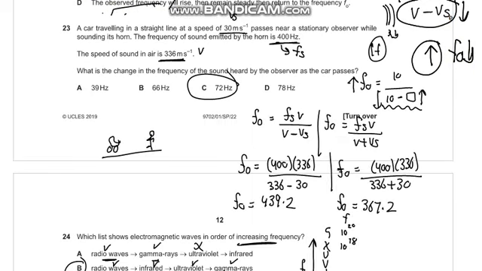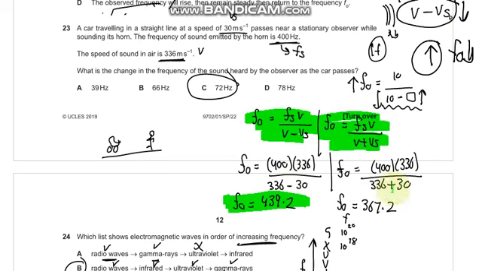So question number 23 says that a car is traveling in a straight line at a given speed. It passes a stationary observer while sounding its horn. The frequency of the sound emitted by the horn is 400 Hz. The speed of the air is given. What is the change in frequency of the sound? So first we find the frequency when it is moving towards, which is 439, and then moving away, find the frequency, which is 367. Subtract them, so the answer would be C, 72 Hz.